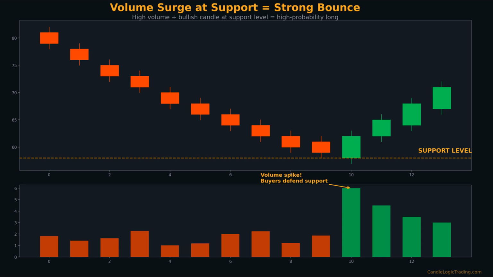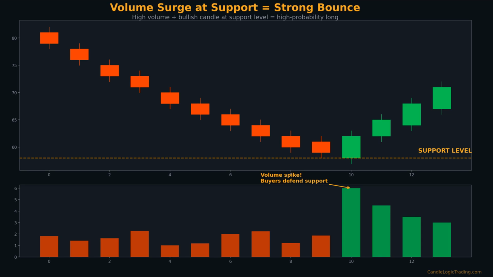Real money showed up to defend that price. Institutions placed bids. The selling pressure was absorbed and rejected. The bigger the volume surge, the stronger the signal. A support bounce on 2 times average volume is decent. A support bounce on 5 times average volume with a hammer candle is about as good as it gets.